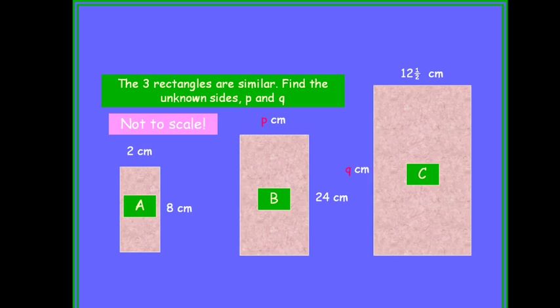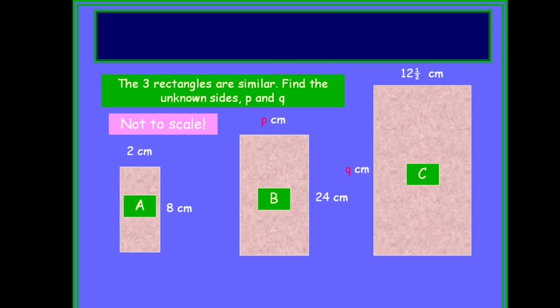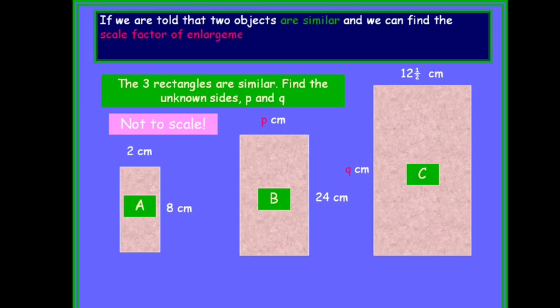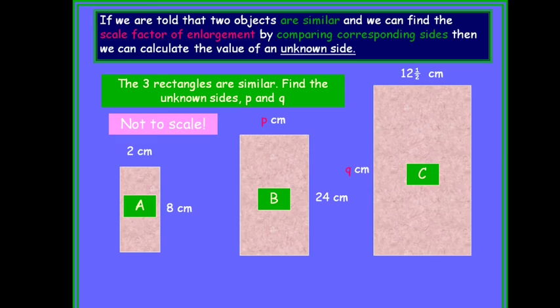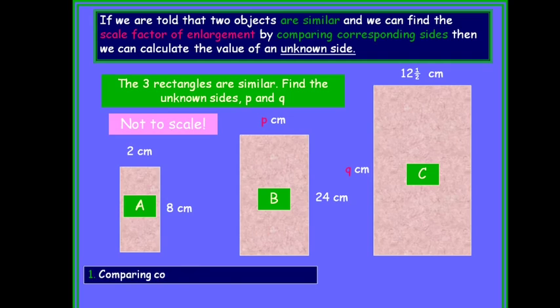So the first thing which we will do is to calculate the scale factor. If we are told that two objects are similar and we can find the scale factor of enlargement by comparing corresponding sides, then we can calculate the value of an unknown side. For example, comparing corresponding sides in A and B.